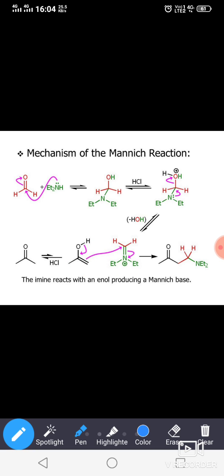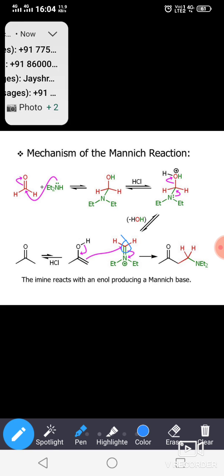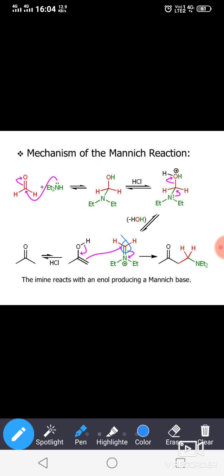Now you can see that in the iminium species, nitrogen has the positive charge. To neutralize the positive charge, the pi bond of the double bond you have will get transferred to the nitrogen to neutralize the positive charge. So when this pi bond is getting transferred, this carbon will get the positive charge, because it will have 3 bonds.